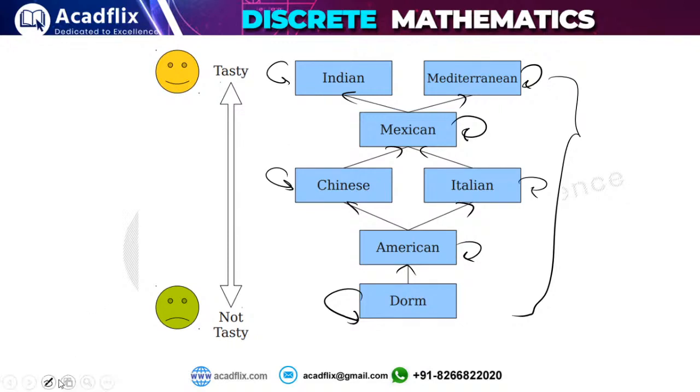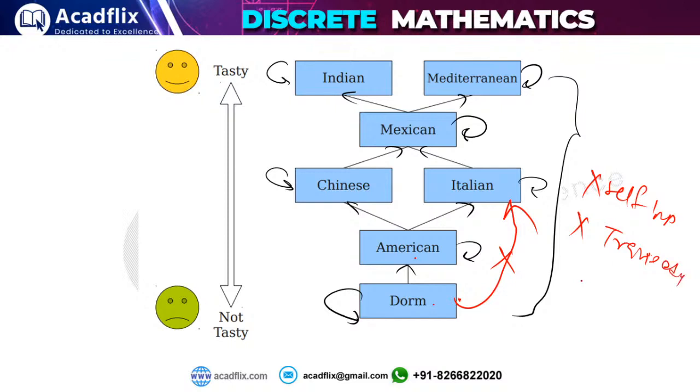Similarly, we are not showing transitive edges. For example, you see this dorm is related to Italian, because dorm is related to American, American is related to Italian, so dorm is also related to Italian. This transitive edge we are not showing. In the Hasse diagram we do not show self loops, and we do not show transitive edges.